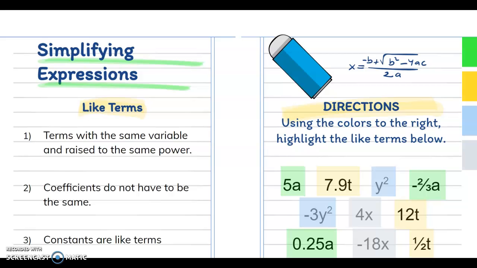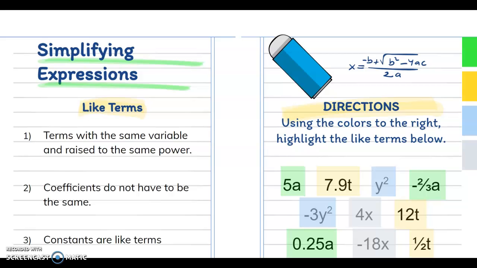This is what your page should look like before you move on. You need to highlight the like terms with the same color. For instance, everything with a has green. Everything with the t has yellow. y to the second power is blue, and anything with x has gray. If you look at all of them, they are like terms.